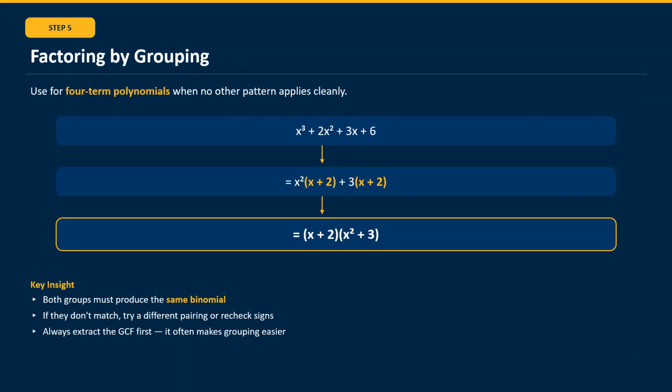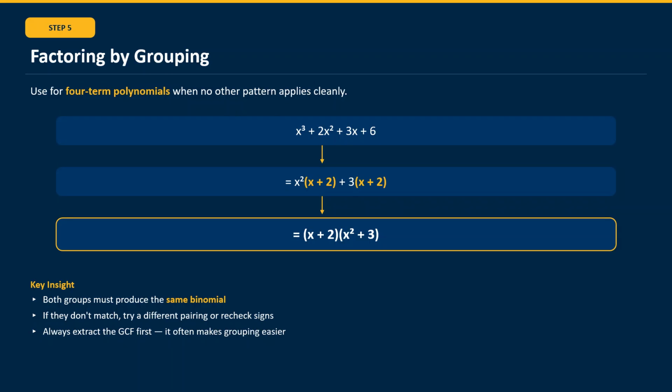Pattern 5. Factoring by grouping. Use this when you have 4 terms and none of the previous patterns applies cleanly. The strategy is to pair the 4 terms, usually the first 2 and the last 2, and pull a common factor out of each pair such that what remains is the same binomial in both groups. Then factor that shared binomial out as a unit.